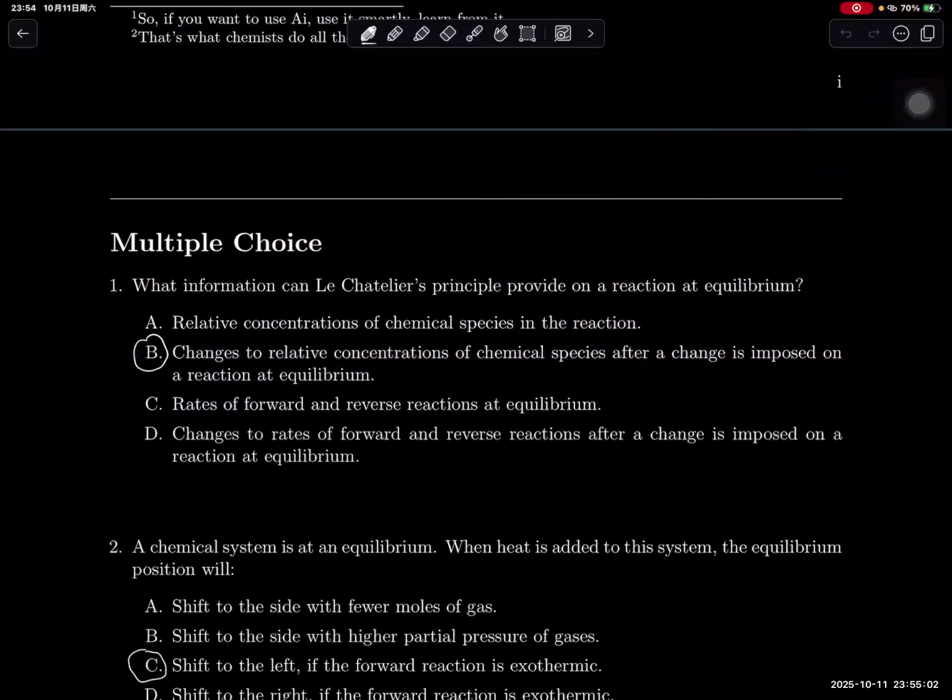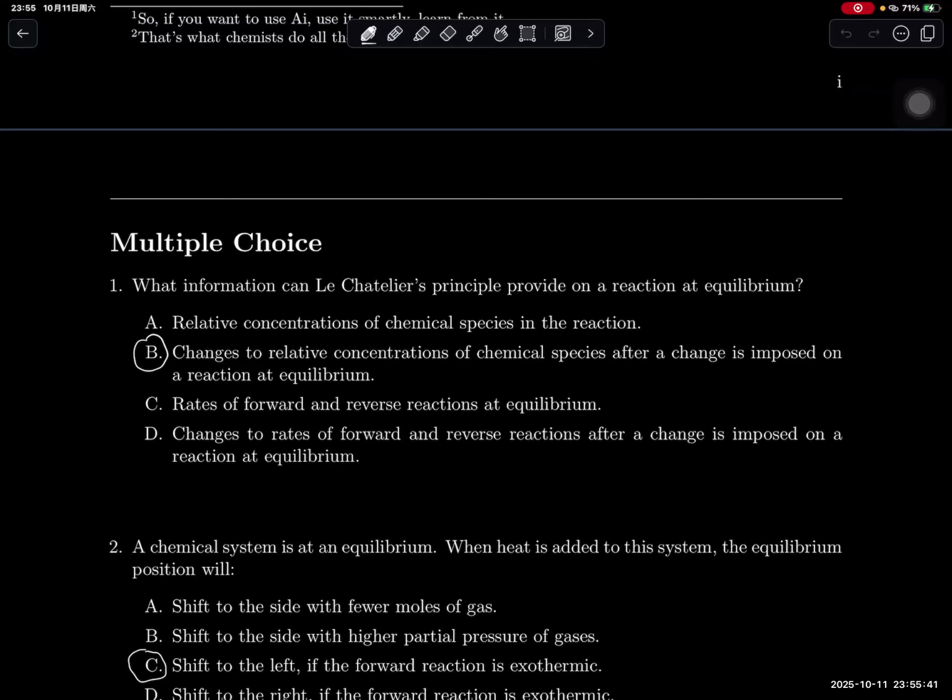a reaction at equilibrium? So choice A says relative concentration of chemical species in the reaction. Well, not necessarily, because so far, Le Chatelier's principle does not have any quantitative basis, so we don't know the concentration. B, changes to relative concentration of a chemical species after a change is imposed on it. Yeah, that's what Le Chatelier's principle is saying, right? It's basically a statement that helps us to predict in which way a reaction shifts, given that the system is disturbed by some external source. Okay, so the right answer is B.